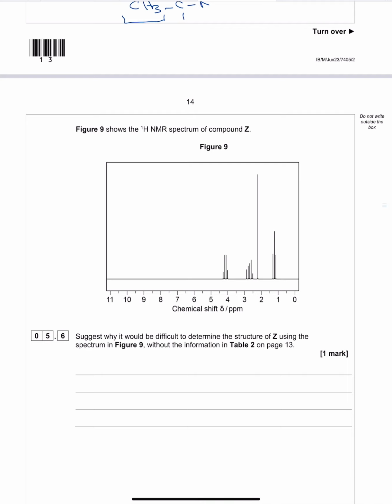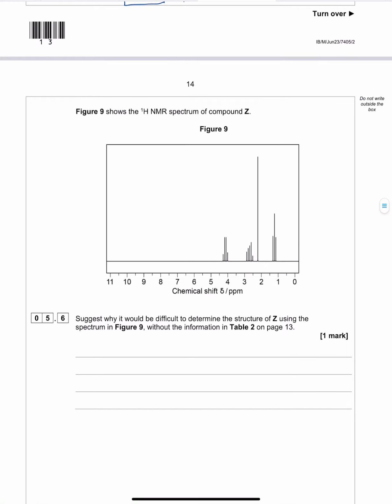Then they give you another proton NMR. They show you the spectrum itself for the NMR, and they ask you to suggest why it would be difficult to determine the structure of this compound using this spectrum without the information in table 2. There are two main issues here with this spectrum that will not help you to deduce the structure.